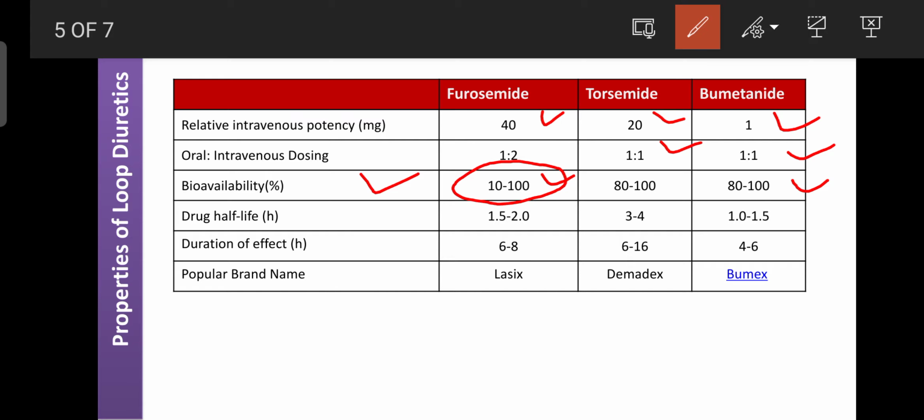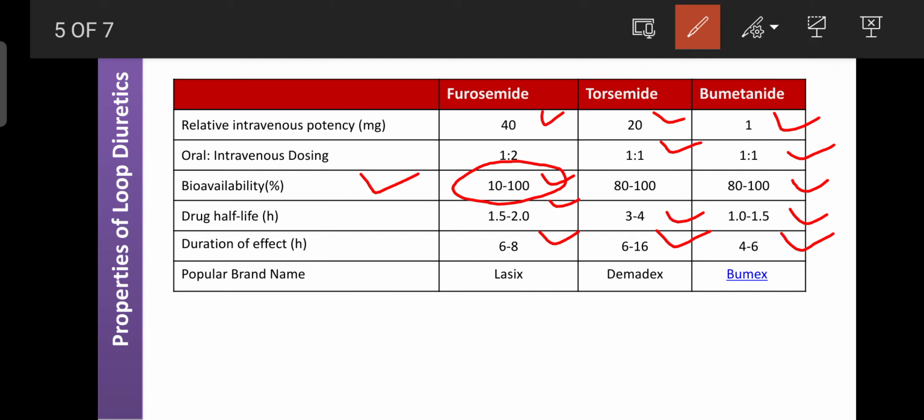Okay. So regarding the half-life, furosemide has 1.5 to 2 hours, then torsemide 3 to 4 hours, then bumetanide 1 to 1.5 hours. So regarding the duration of action, furosemide can show the diuretic activity up to 6 to 8 hours. Then regarding torsemide, it can show the diuretic activity up to 6 to 16 hours. But bumetanide can show the diuretic activity for about 4 to 6 hours.